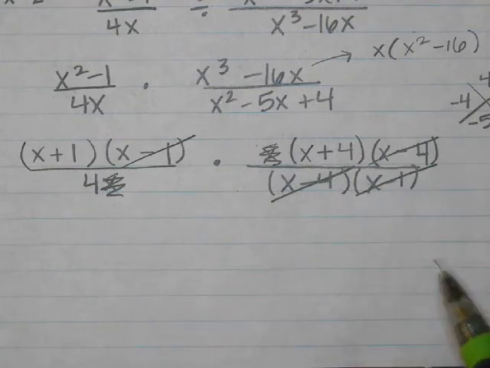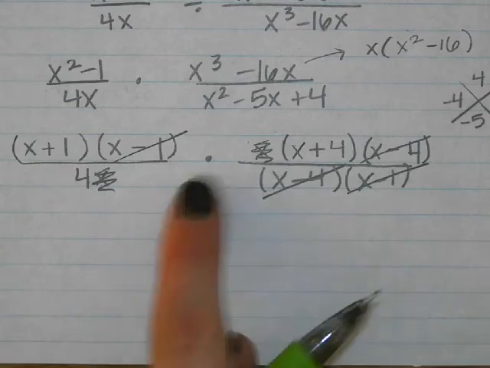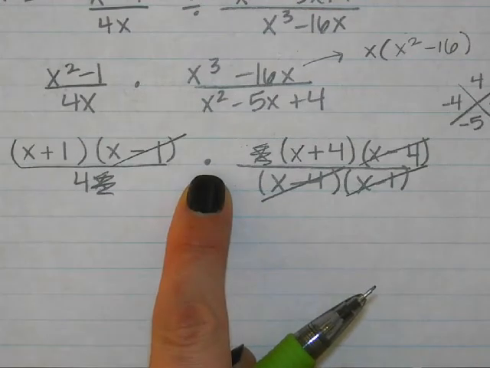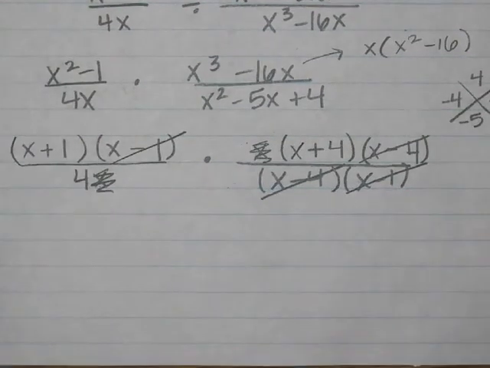Okay. So what do we see? Now we have a multiplication problem. How do we multiply fractions? Straight across. So what do we see when we go straight across the top?